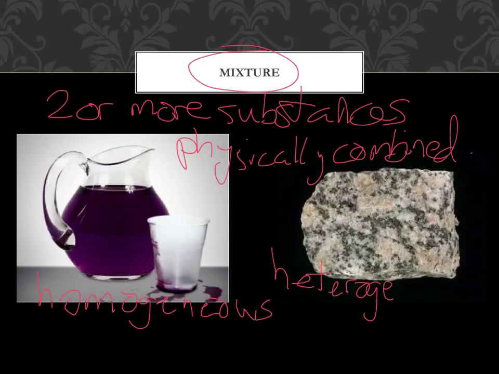Okay? In this case, I can see the difference between the different substances that make it up. So each different color within that rock is a different compound.